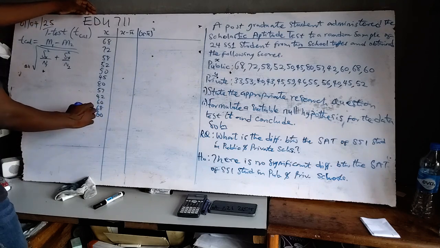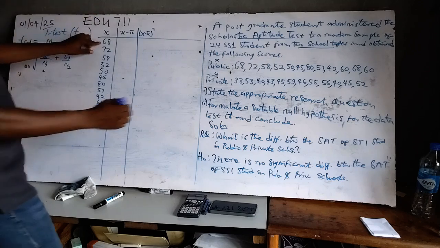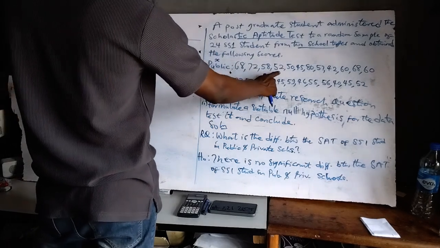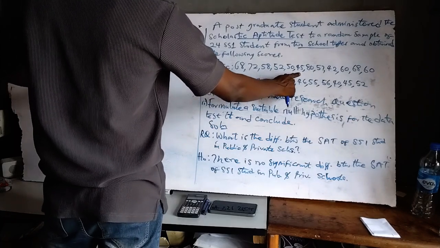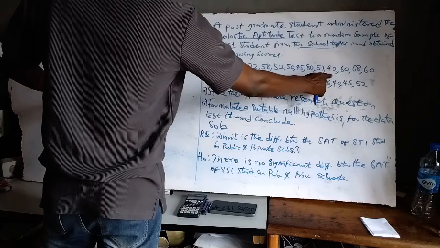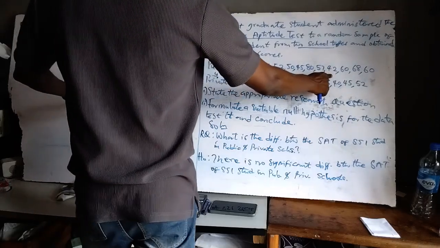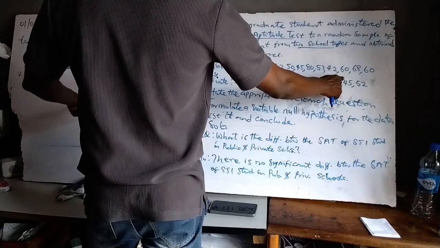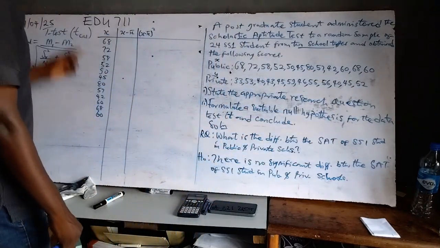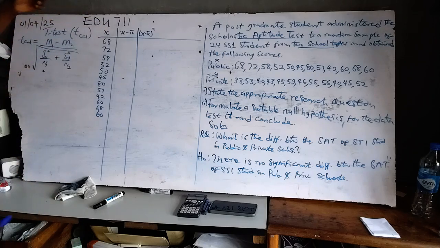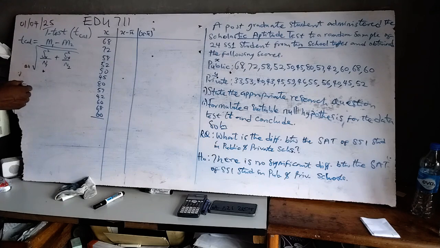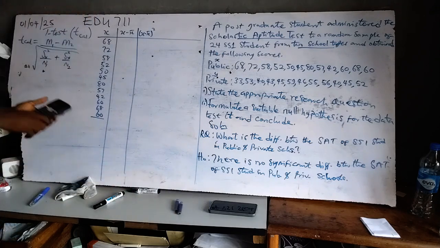Let's see if there's no mistake. 68, 72, 58, 52, 50, 45, 80, 57, 42, 60, 68, 60. Yes, that's correct. Now, the first step is to get our mean. That is the summation of all these, divided by n, which is 12.